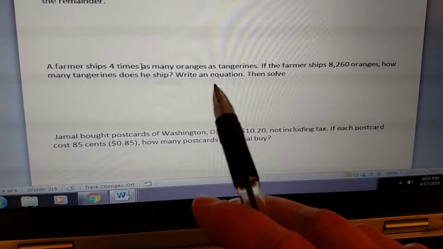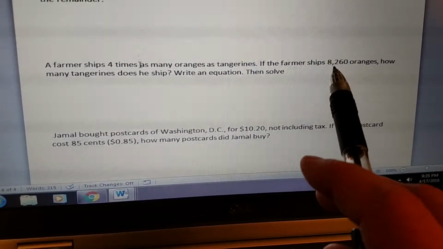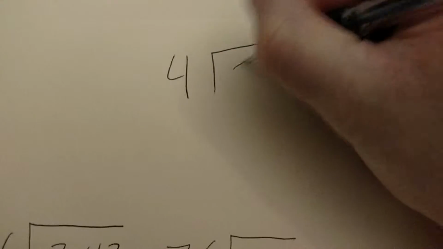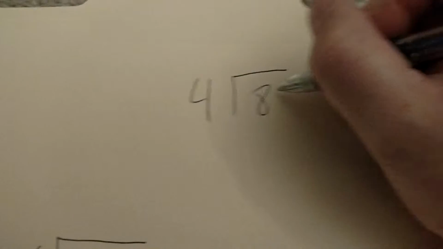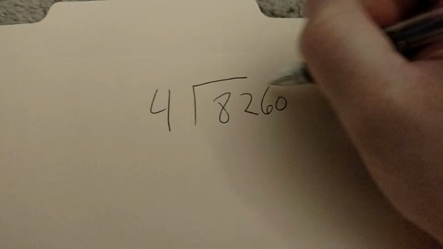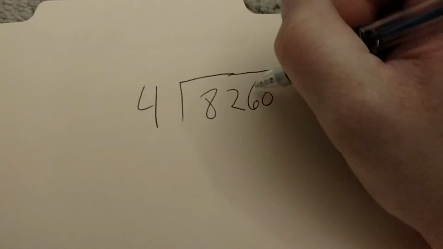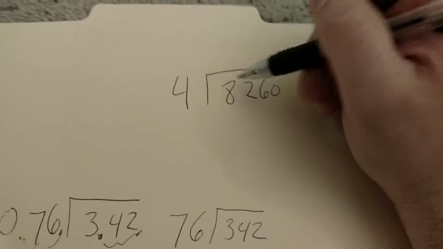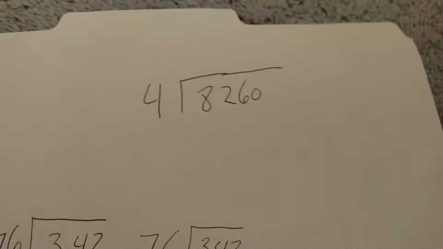So the equation would be 8,260 divided by 4, or in long division, 4 going into 8,260. So we're dividing this number by 4 to figure out how many tangerines. So then we would do the math there, and then we would be able to solve that problem right there.